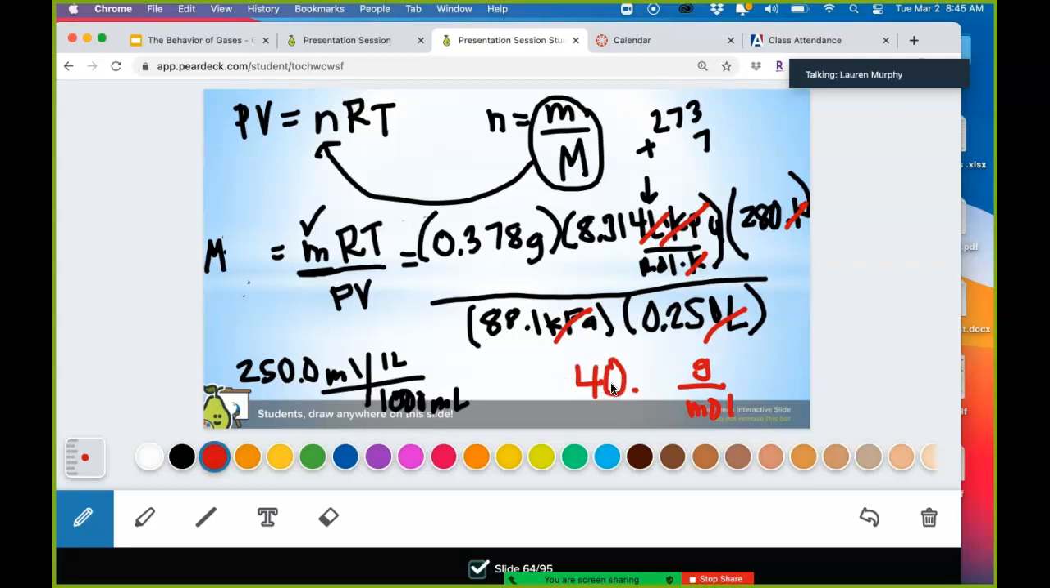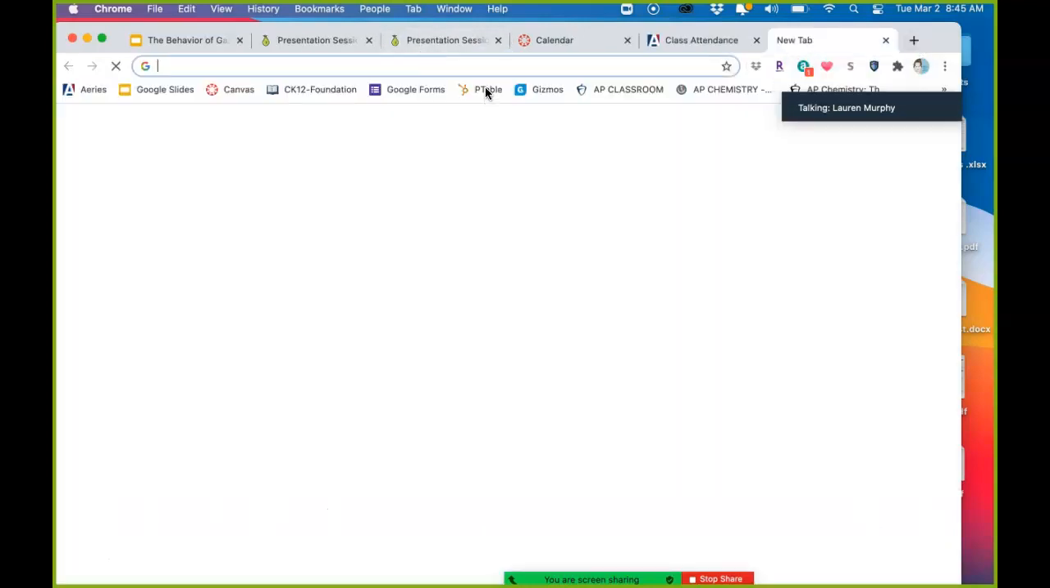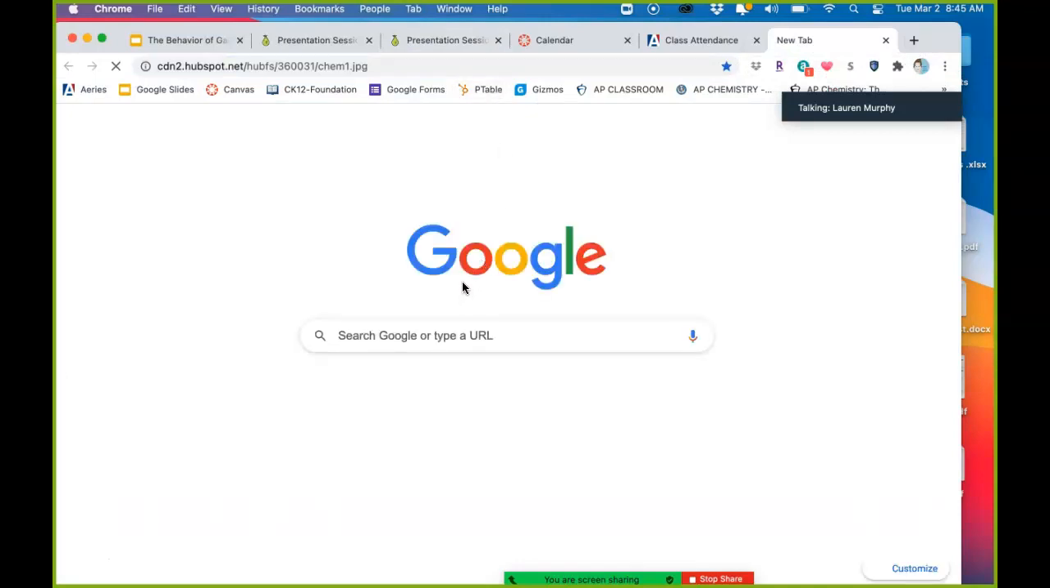Because they say 40, and they also tell you it's a noble gas, you can identify who it is. Basically you go to your periodic table, you find your last column, right? That's your noble gas family, and you go which noble gas has a molar mass closest to 40. So let me pull up my periodic table.